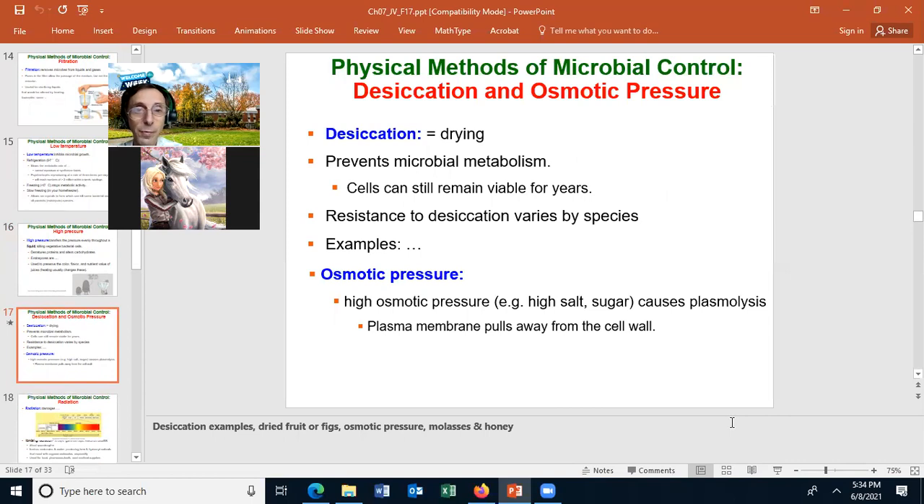Desiccation and osmotic pressure can also be used to control microbial growth. Understand that both desiccation and osmotic pressure can stop microbial metabolism, but it does not necessarily kill cells. In fact, if the cells have endospores, the desiccated or osmotic pressure treated endospores can remain viable for years.